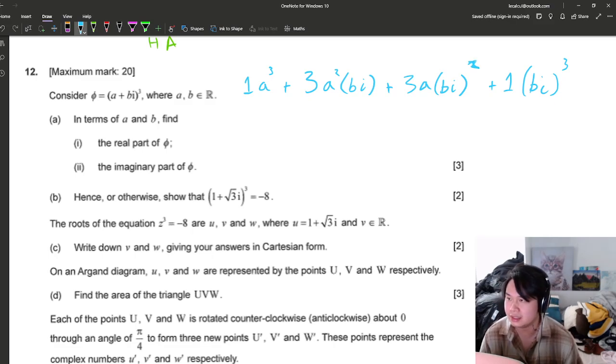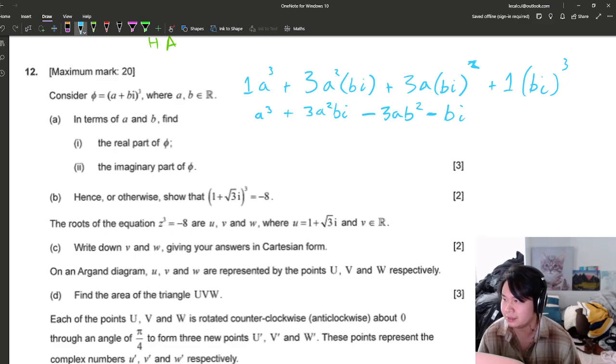Okay, and then we'll just clean this up. So this is a to the power 3. This is just 3a squared bi. This one is going to become a minus because of i squared, 3ab squared. And then the i cubed is going to become negative i. So this is negative bi.